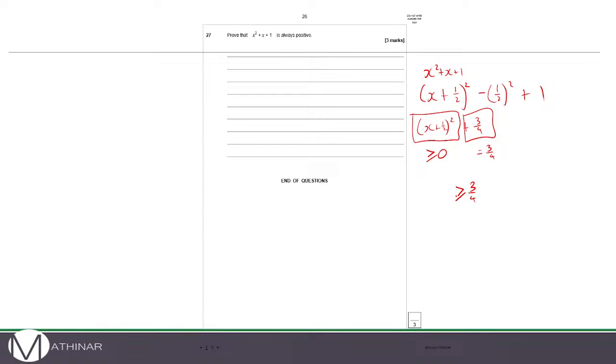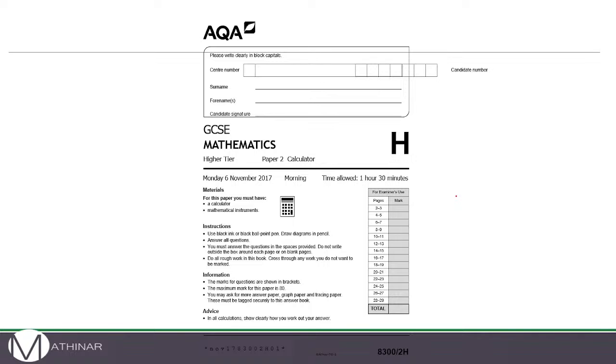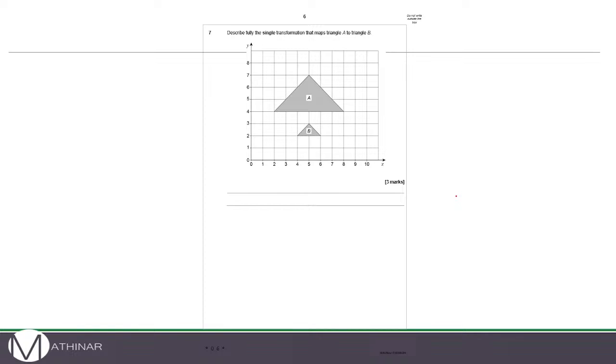Okay, so that was number 27. Let's go on to the November paper. So describe fully the transformation that maps triangle A to triangle B. So there are 4 types of transformation: rotation, reflection, translation, and stretch.